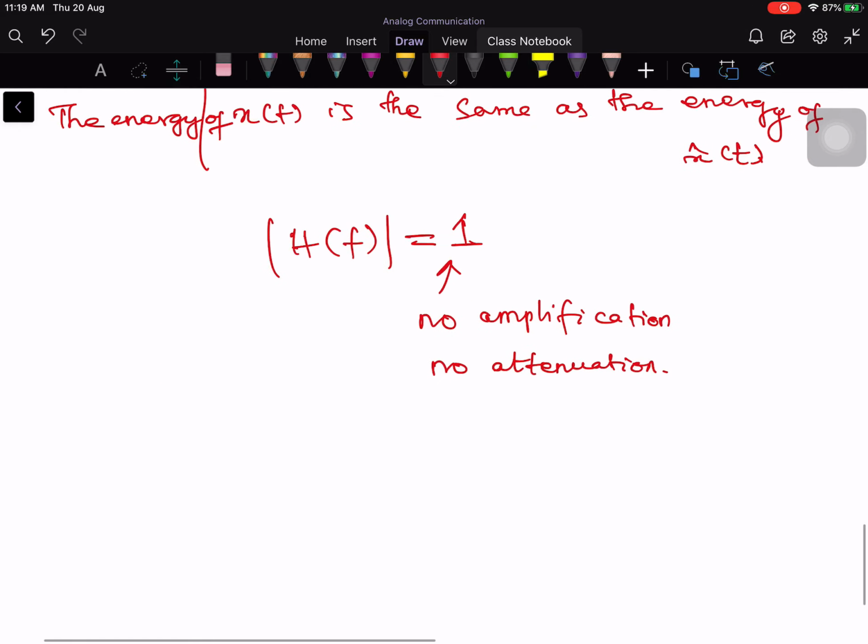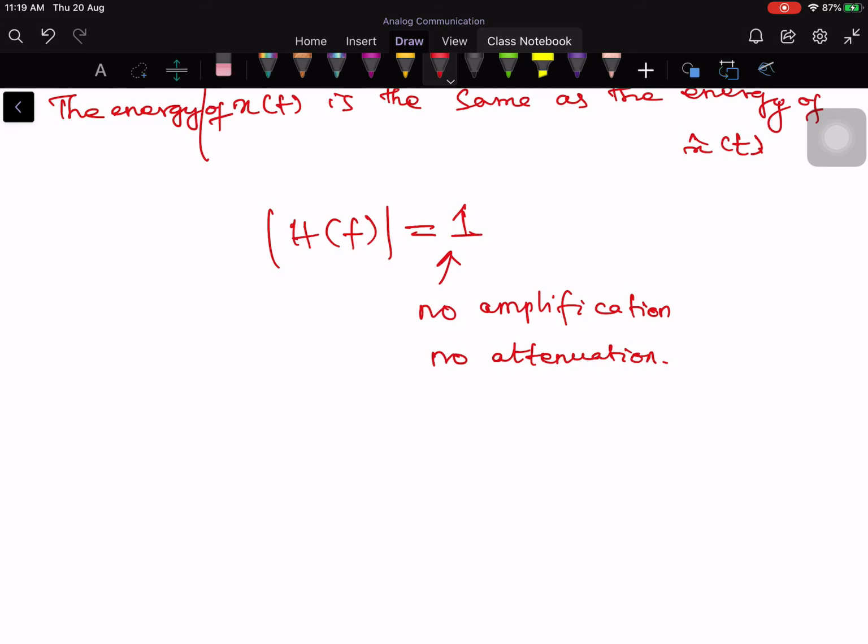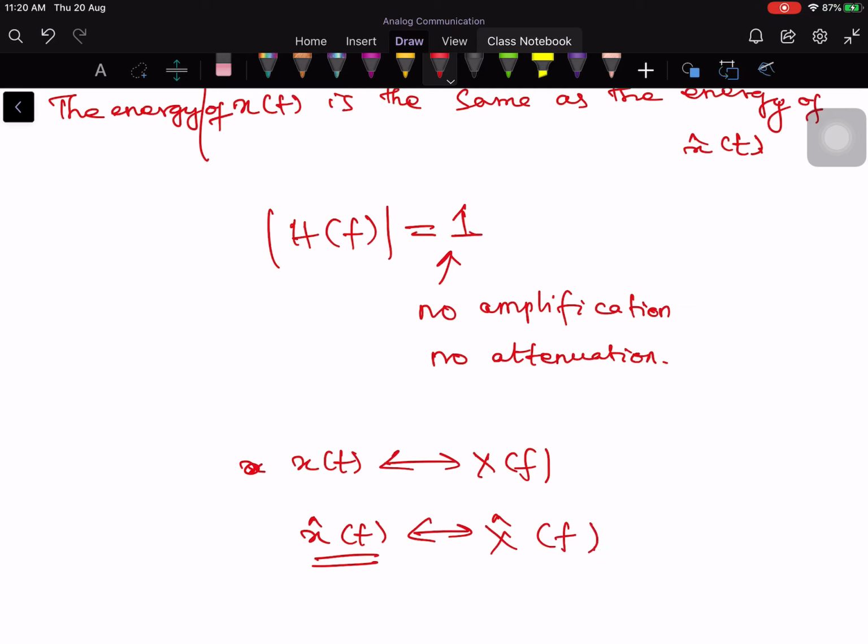Okay, if you look at it in the frequency domain again, x of t, if you take Fourier transform, you will get x of f, and x hat of t, you take Fourier transform, that is Hilbert transform of x of t, you take Fourier transform, then you will get it like this. Okay, so this indicates Fourier transform of x hat of t, Hilbert transform of x of t. That is, you first take x of t, then take Hilbert transform, you will end up with x hat of t, then you take Fourier transform.